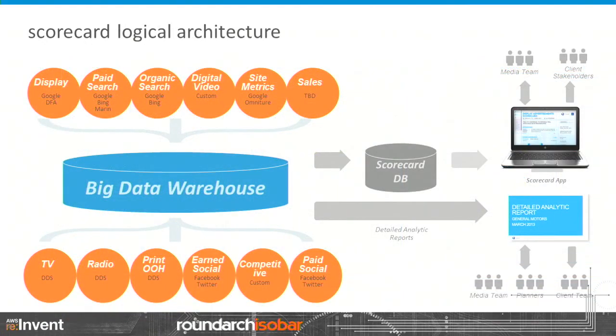So here's the logical architecture. So we are taking data from various sources like display, which is Google DFA, search, Google, Bing, organic search, traditional SEO, digital videos. Every client has a custom digital video offering, site metrics, Google Web Analytics, because that's our own channel. You can get mobile traffic and web traffic, sales data. Everybody has a different way of getting the sales data. TV, radio, print, those are the advertising platforms. Competitive. This is another big thing.